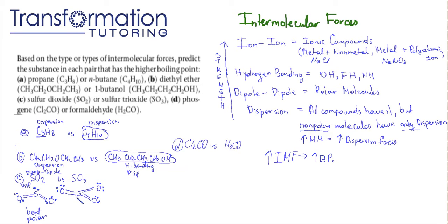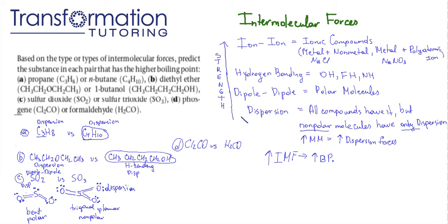SO3 has trigonal planar shape. It is absolutely symmetrical. Its charge is distributed equally, and therefore this molecule is nonpolar. Nonpolar molecules have only dispersion forces. Dispersion. If we look at this, we could think that possibly SO2 would be stronger. However, this is an exception.